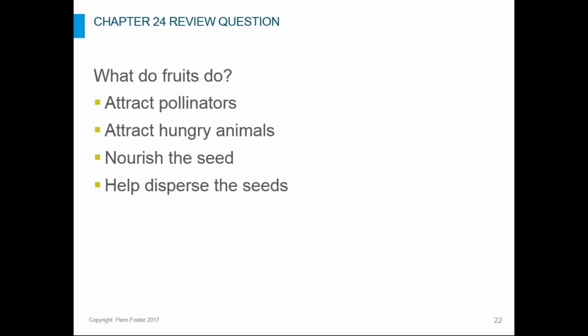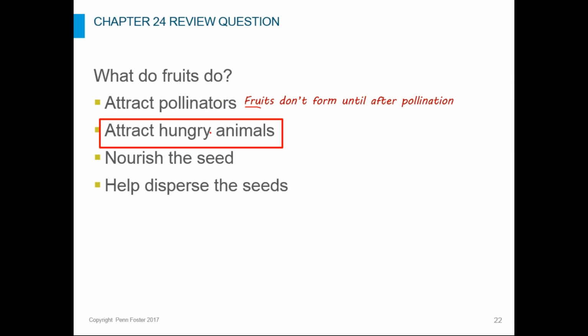So here's our answers. Fruits don't need to attract pollinators because fruits don't form until after pollination. So remember, it's the flowers that attract the pollinators. Once the bees have come and pollinated the flower, it becomes fertilized. The flower kind of falls off, and the fruit is what grows then after fertilization. So they don't have to attract pollinators. The fruits happen later.